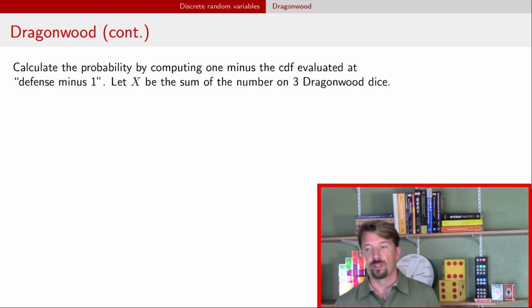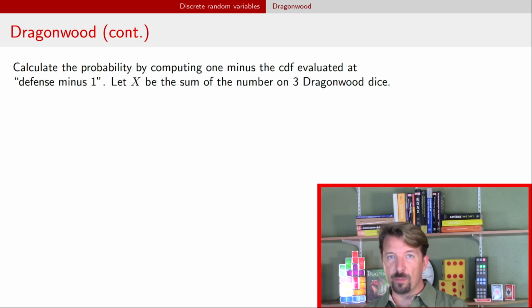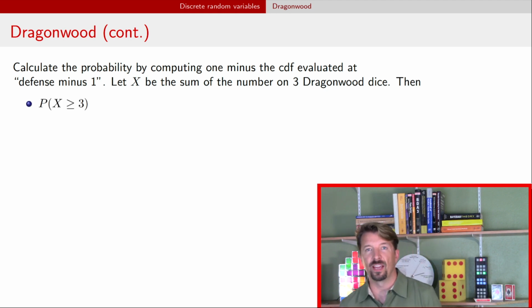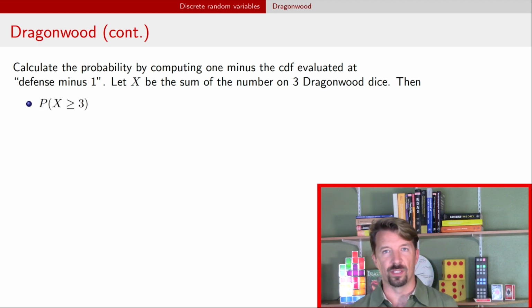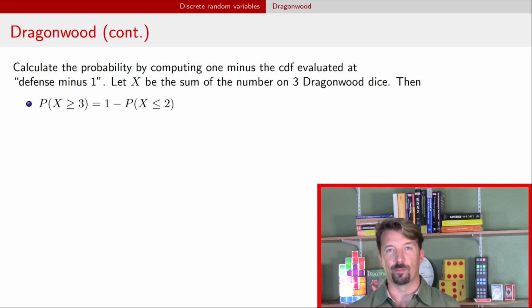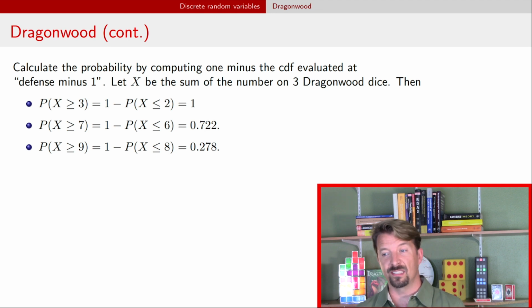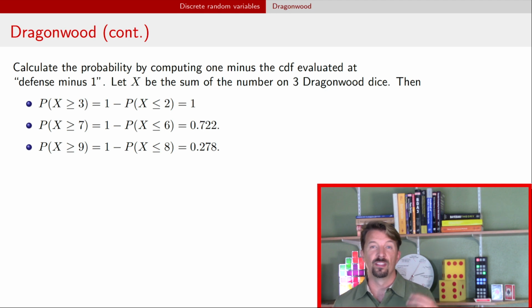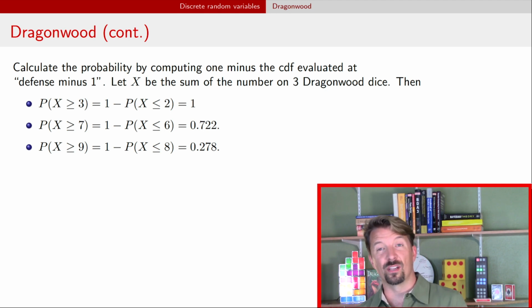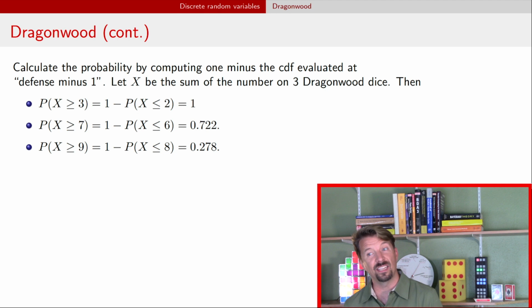For instance, if x is the random variable that's the sum of our 3 Dragonwood dice, and we're looking for the probability that x is greater than or equal to 3, that one's simple. It's 1 minus the probability that it's less than or equal to 2, but we have to roll at least 3, so that's 1. The other 2 are more interesting. What's the probability of being greater than or equal to 7? That's equal to 1 minus the probability of being less than or equal to 6, and if you go back and calculate this out, you'll find that it's 0.722. The probability of being greater than or equal to 9 is 0.278.